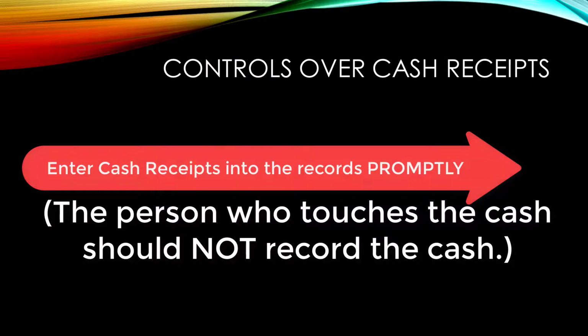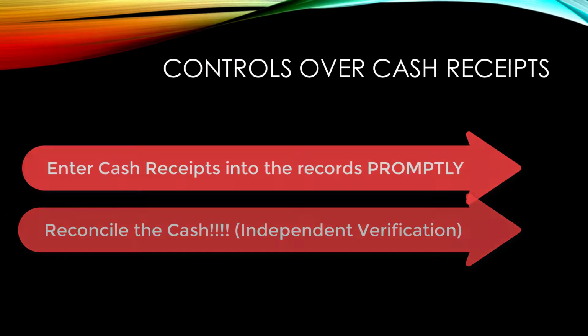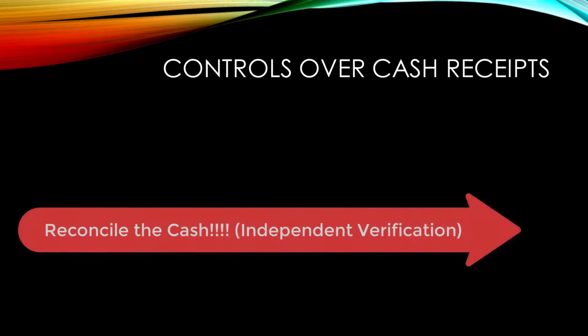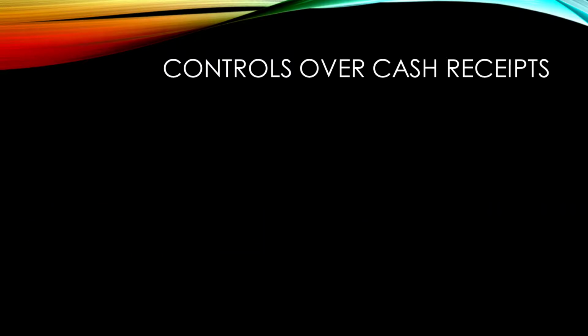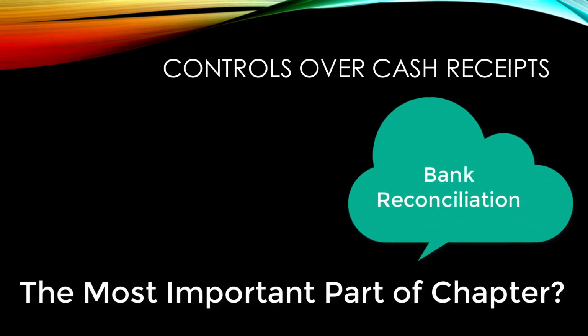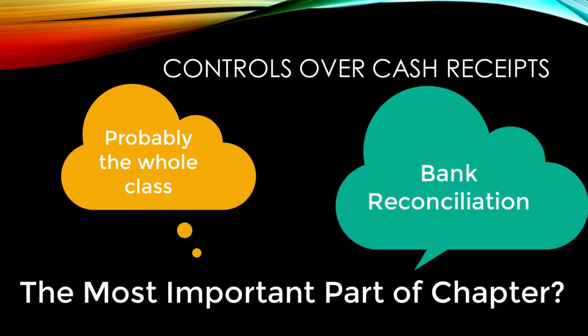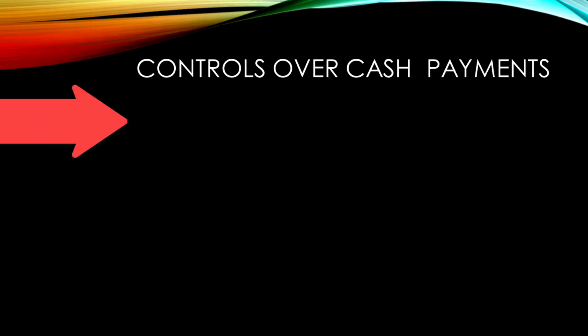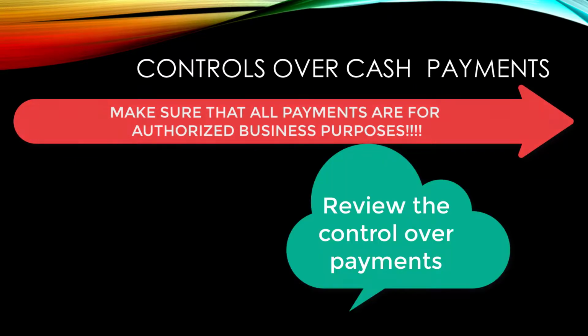And the most important cash control that we're going to learn about today, have the bank statement sent to and reconciled by somebody other than the one who is touching or recording the cash. We will learn shortly about a bank reconciliation. That is the most important thing that we will learn in the entire chapter. Control of cash payments is also important. It is important to control cash payments to ensure that the payments are made only for authorized business purposes.